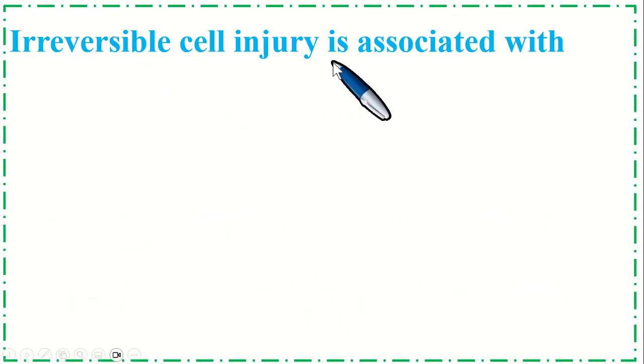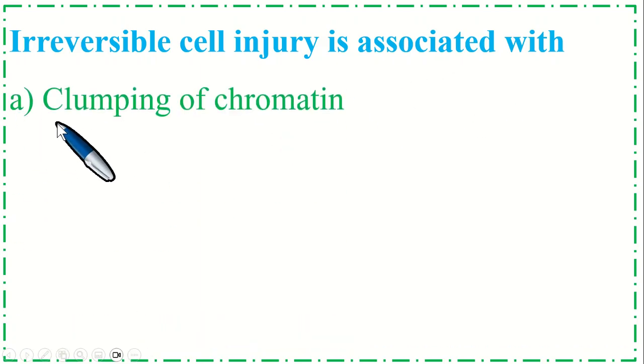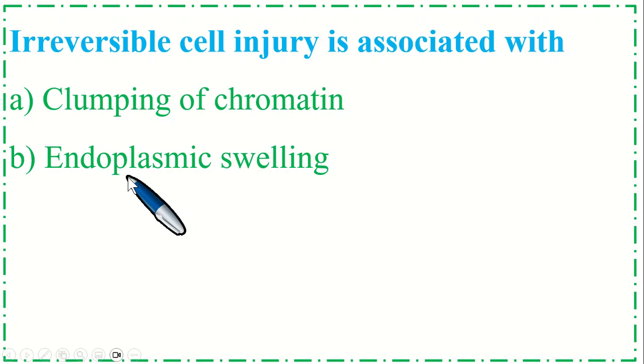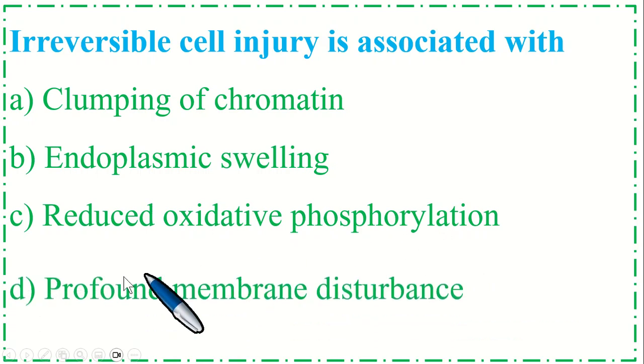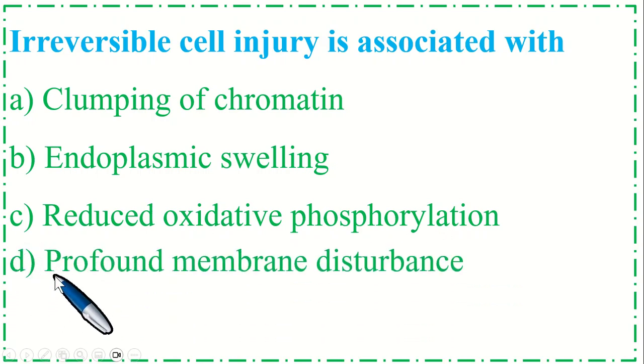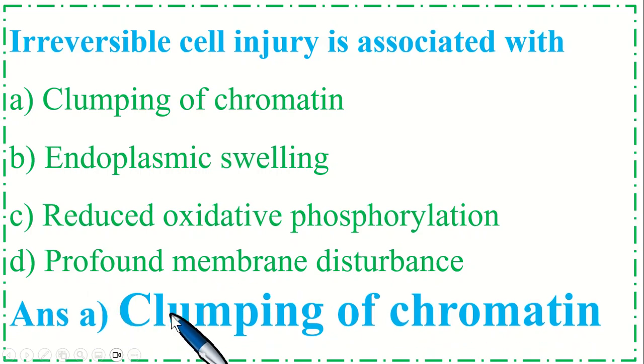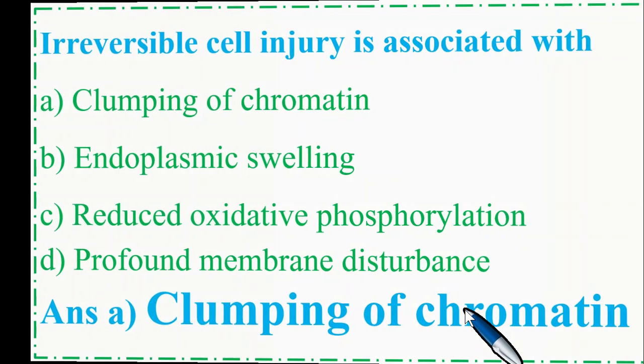Irreversible cell injury is associated with option A clumping of chromatin, B endoplasmic swelling, C reduced oxidative phosphorylation, and option D profound membrane disturbance. So the correct option is A clumping of chromatin.